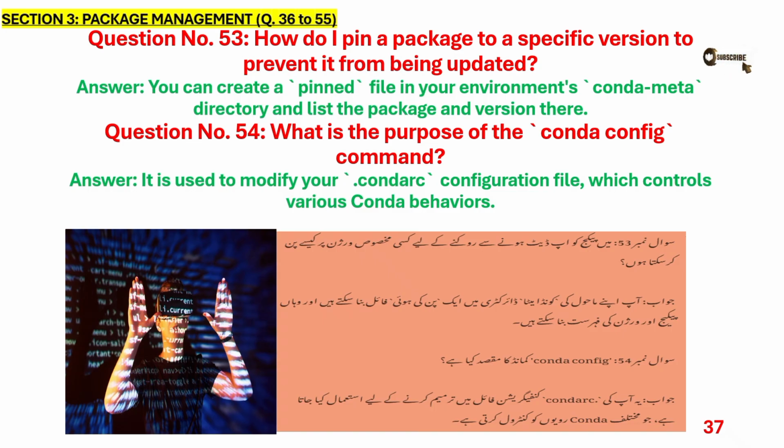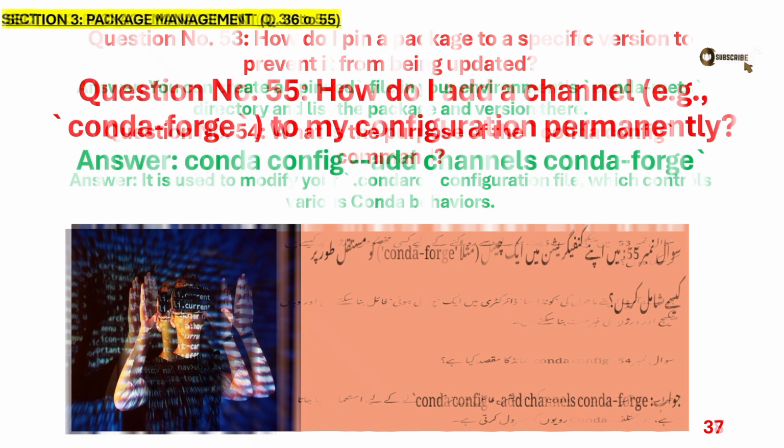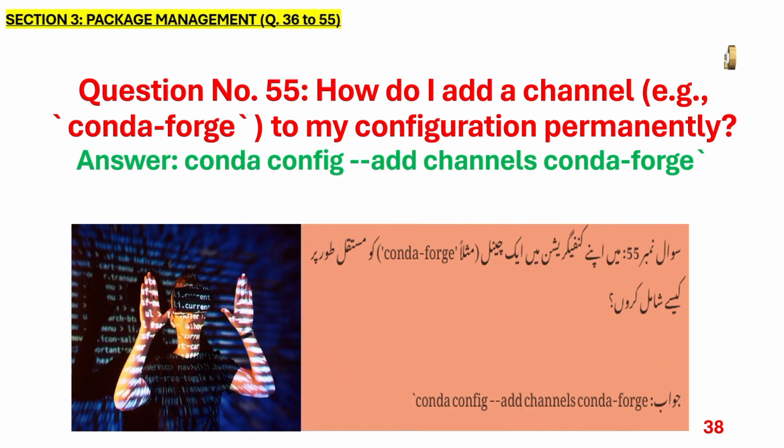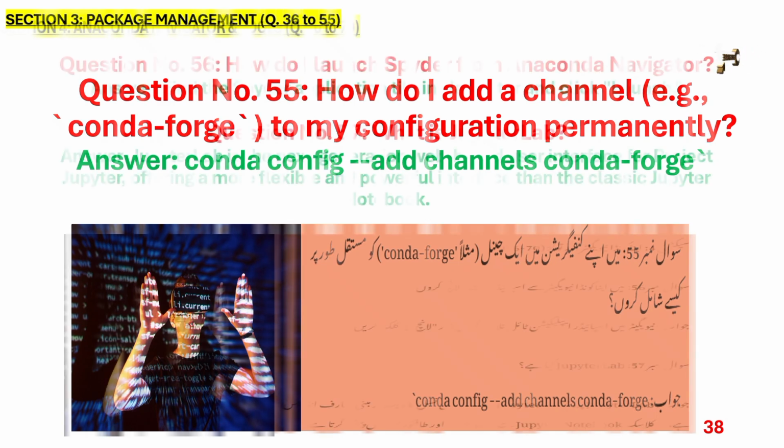Question number 54. What is the purpose of the conda config command? Answer. It is used to modify your conda configuration file, which controls various conda behaviors. Question number 55. How do I add a channel, e.g., conda-forge, to my configuration permanently? Answer. conda config --add channels conda-forge. Section 4, Anaconda Navigator and tools, questions 56 to 70.